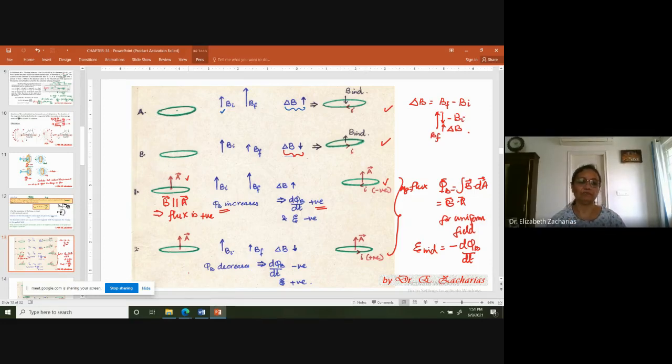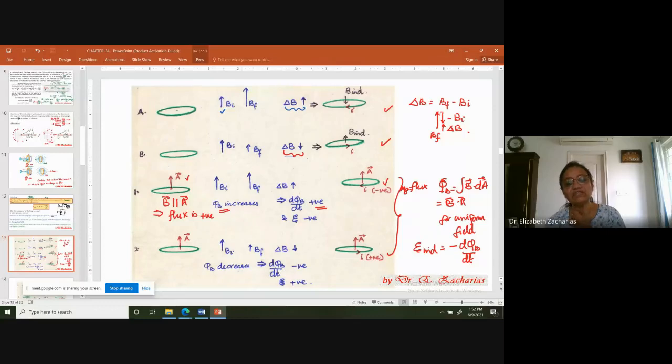In the second example, go to the picture below. Again, we are talking of the area vector. We want to keep it parallel to the B vector, so it is upward. We can fix it the way we want, so we are fixing it parallel to B. Always try to fix it parallel to B. Then you see that the magnetic field initially is larger, and finally it is smaller. Initial and final, the flux is positive because B and A are parallel. But flux is decreasing because the magnetic field went down.